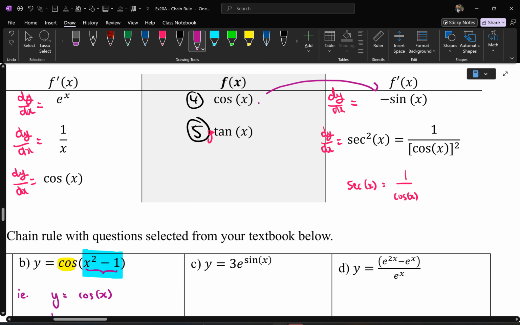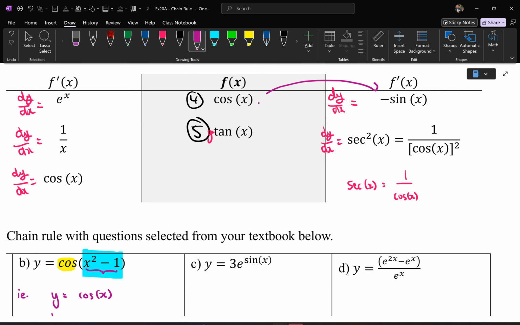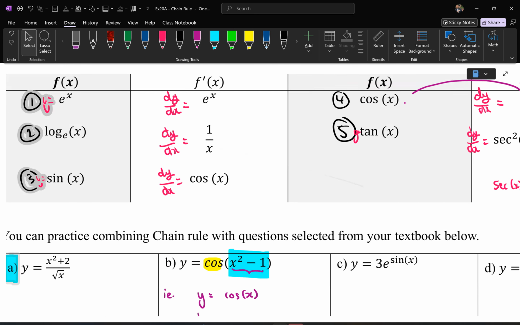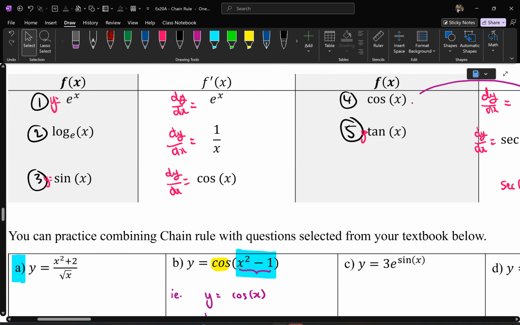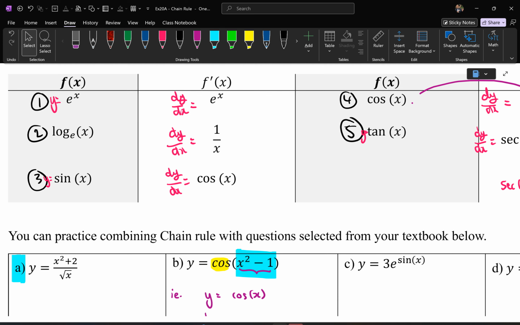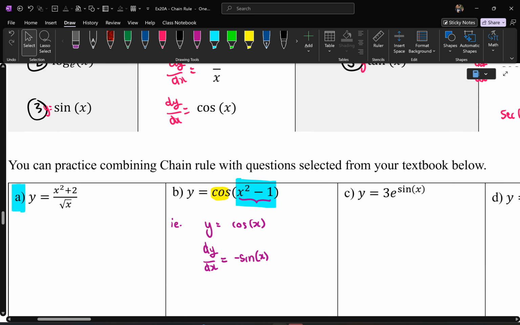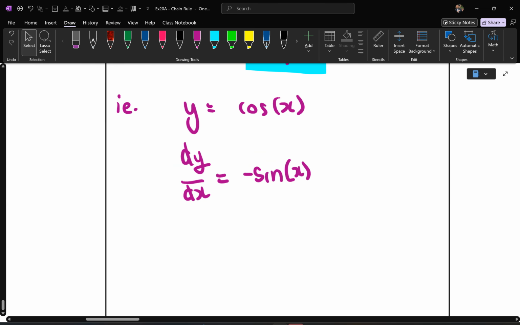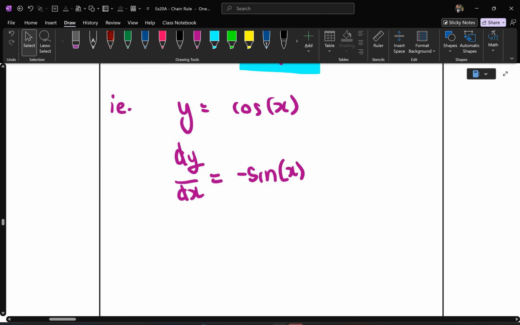So cos x, that's your function. The derivative is negative sine x. If your function is tan x, the derivative is secant squared. If your function is e to the x, derivative e to the x. Just follow the table. Function, derivative. Function, derivative. So this is what we know. If I had cos of x, then the derivative is negative sine of x.